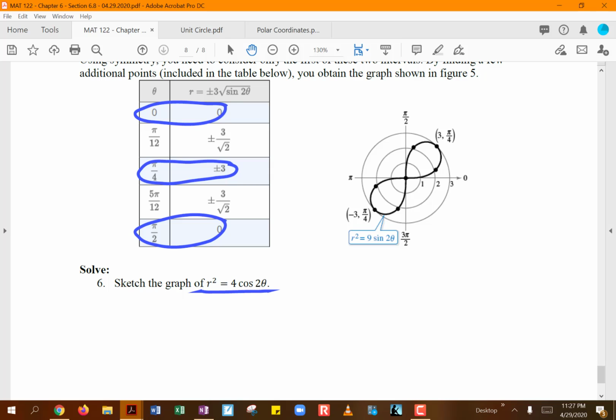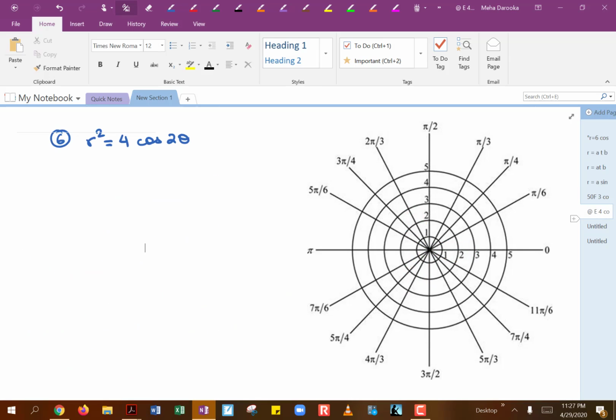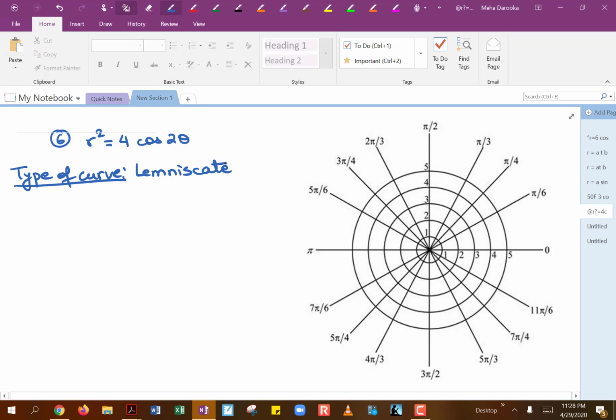We are given r squared equals 4 times cosine of 2 theta. So let's talk about the type of graph. Now, of course, since this is an r squared function equal to a squared cosine of n theta over here, this is of course going to give us a lemniscate, okay? And then let's talk about symmetry.